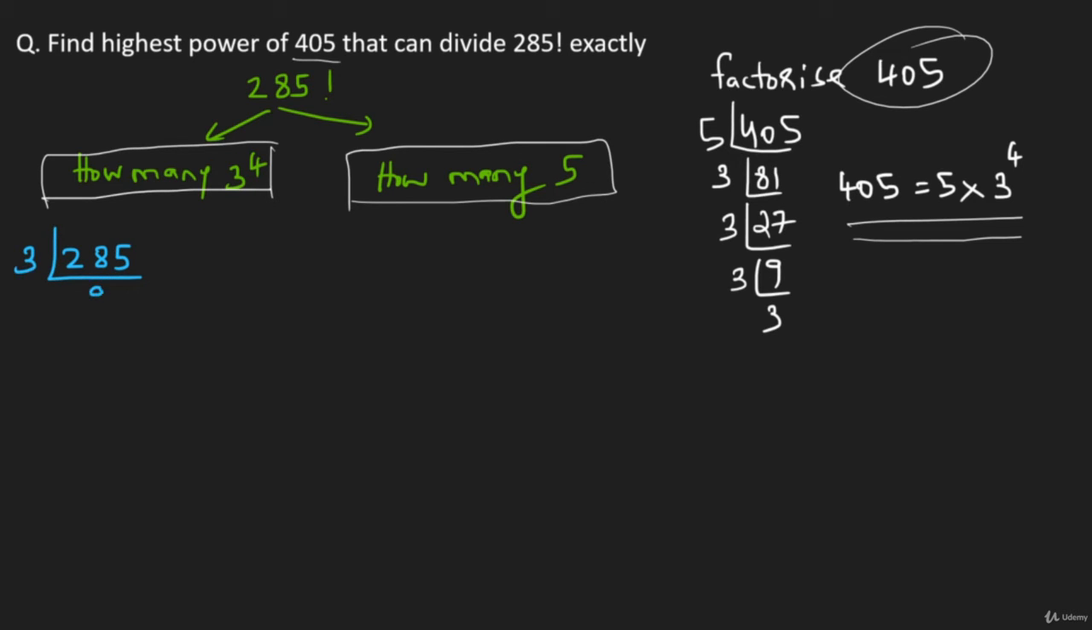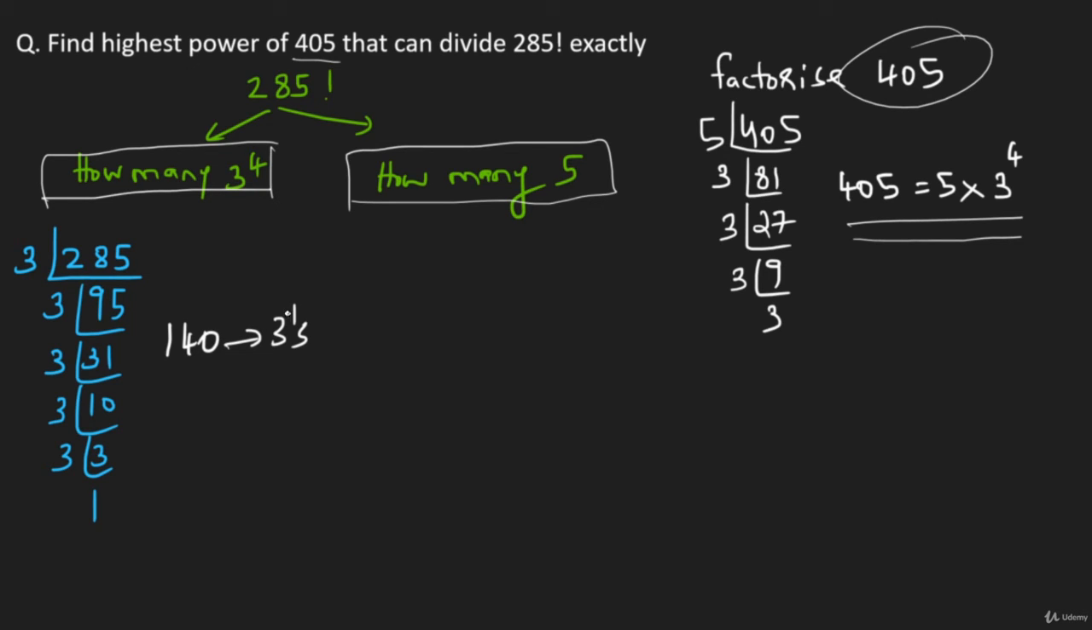285 divided by 3 gives me 95. 95 by 3 is 31. 31 by 3 is 10. 10 by 3 is 3, and 3 by 3 gives me 1. So I am only taking the quotients and going on dividing, right? Therefore 95 plus 31 plus 10 plus 3 plus 1, that's 140 3s in 285 factorial.